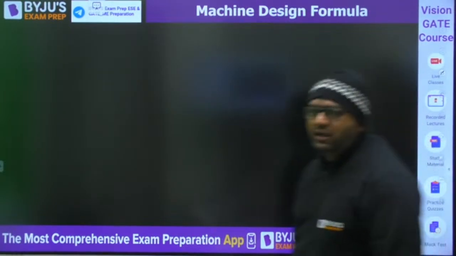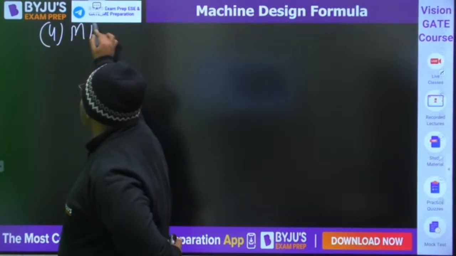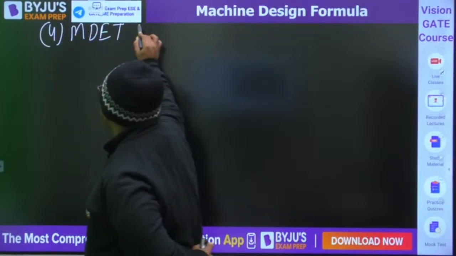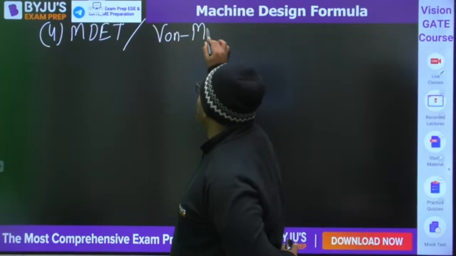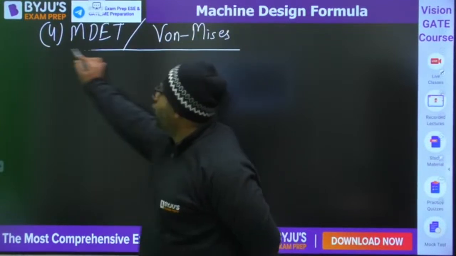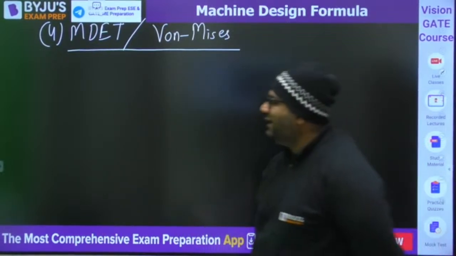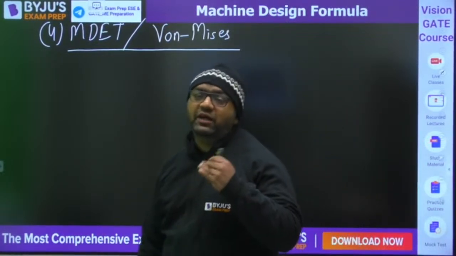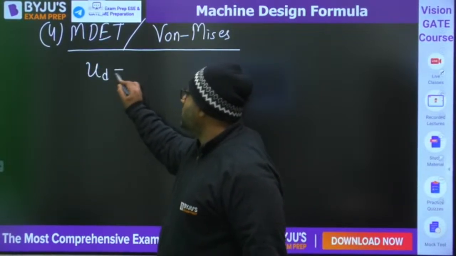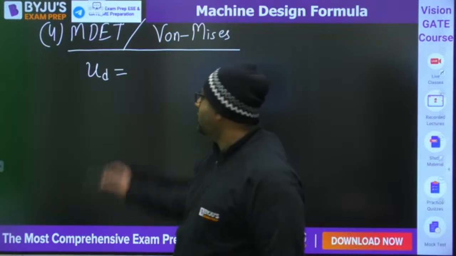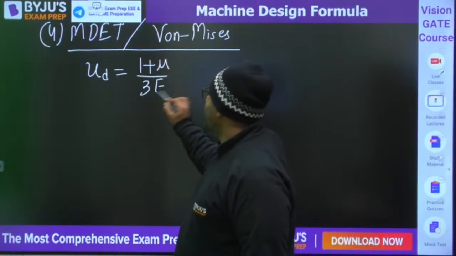So guys, next we are talking about the fourth theory of failure. The fourth theory of failure is the maximum distortion energy theory. It was given by von Mises, so it is also known as the von Mises theory of failure. It is a clear modification of the previous theory, and he said the failure happens because of shear strain energy. So he defined the distortion energy per unit volume as the failure criterion, which is given as (1 plus mu) upon 3E. All these things we have derived in the classes.